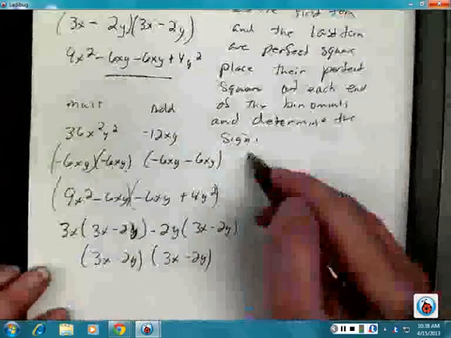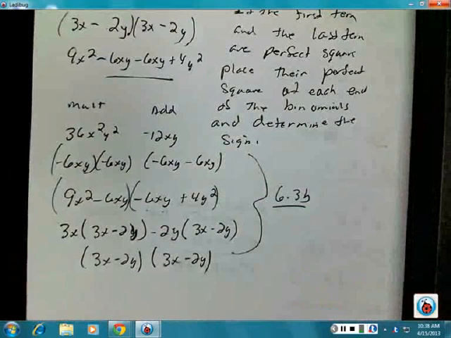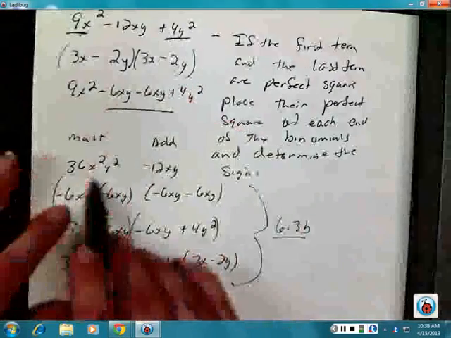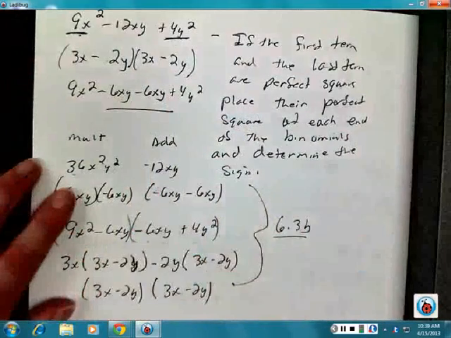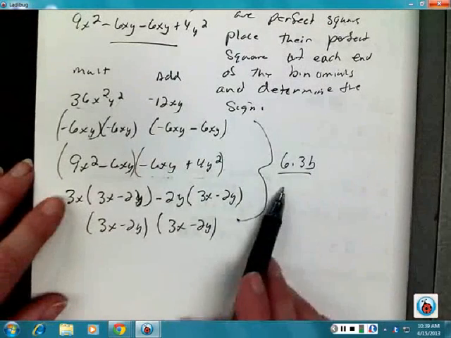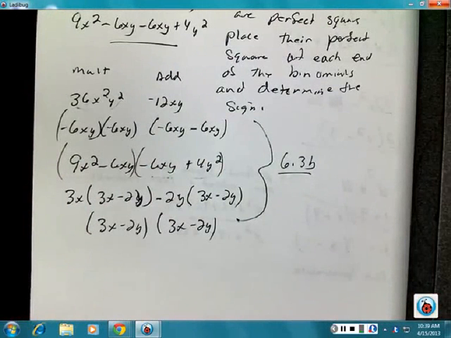When I lost you is when I got to the method used in 6.3b, where you took the first term times the last term and got this, and then you went to find your middle. Okay? And I was just showing you that if you cannot pick out perfect squares, you can still do it this way. You can still break it down this way, instead of looking for those perfect square things in there. Is that okay?